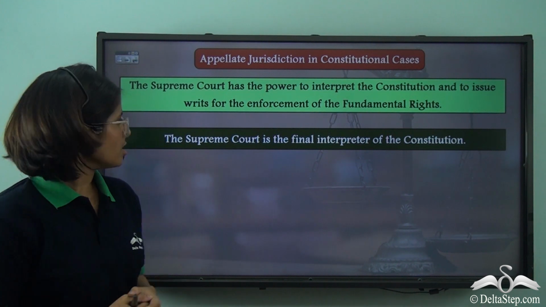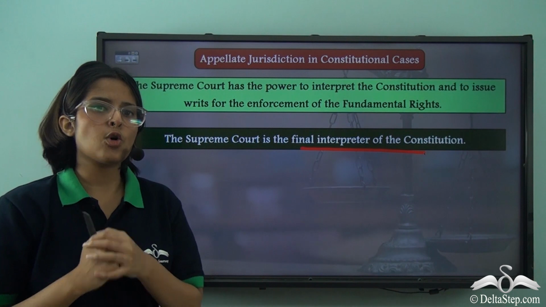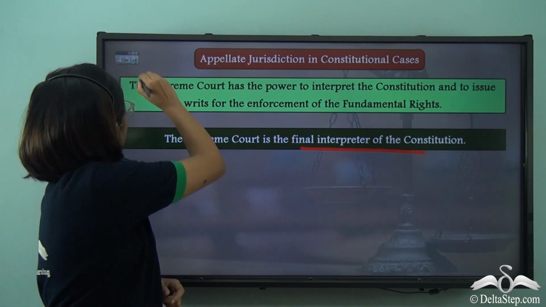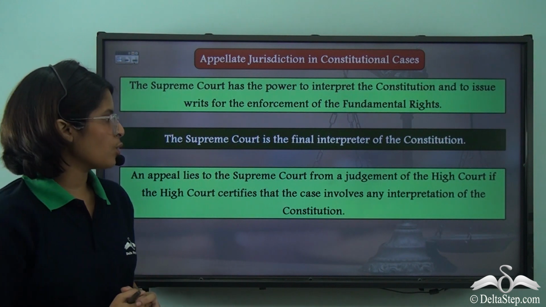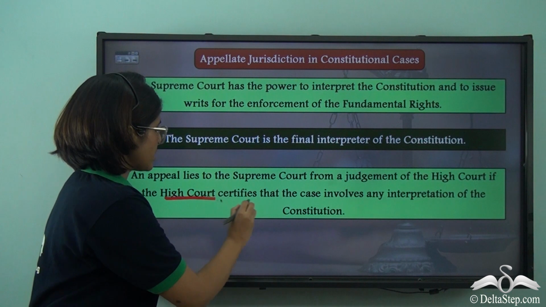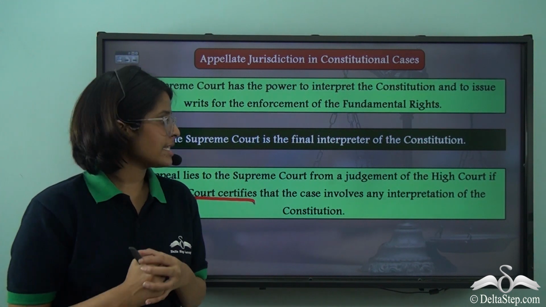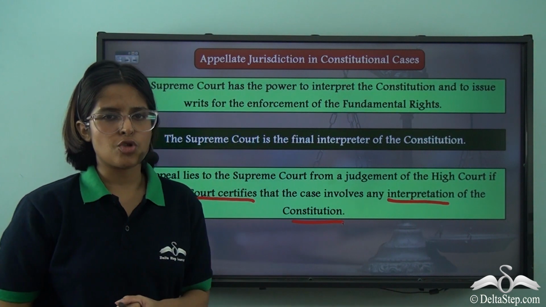So, as we mentioned, the Supreme Court is the final interpreter of the Constitution, and an appeal lies to the Supreme Court from a judgment of the High Court if the High Court certifies that the case involves any interpretation of the Constitution.